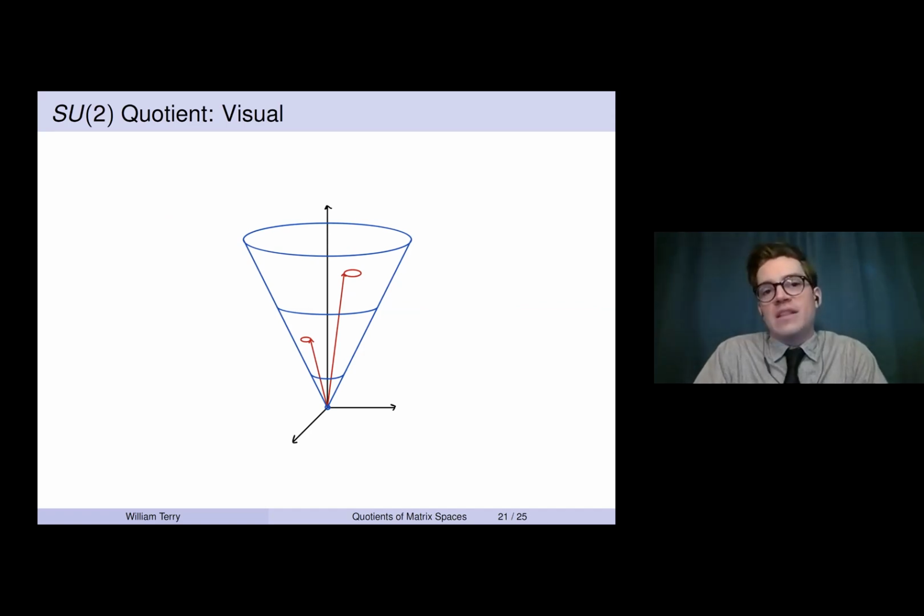You can see once again we get this blue cone, but now on the red points on the interior, we have circles attached to them with radii depending on how far away from the origin they are.